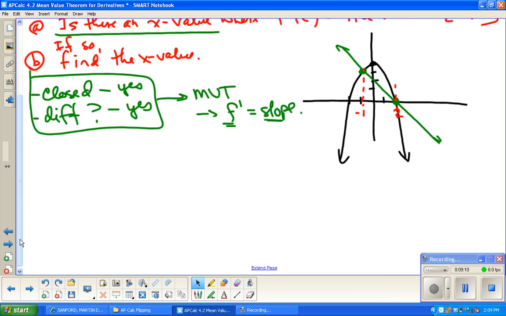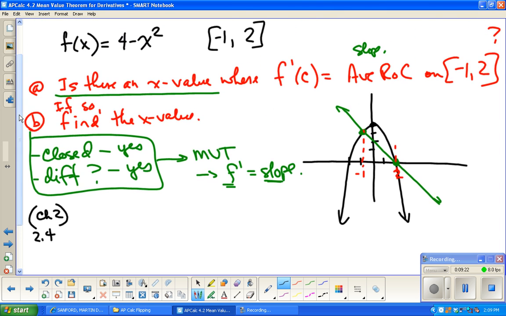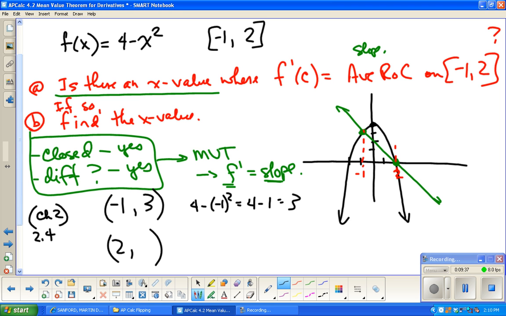Now, what's funny to me is this is now a problem that we actually did back in chapter 2, in section 2.4. If you look at the test that we did, there was a test question that was very much like this. And what we found was, first of all, we need a couple of points. Okay, so I'm going to put -1 into the equation, so it's going to be 4 minus -1 squared, so 4 minus 1, which is 3. Okay, I'm going to put 2 in, which is 4 minus 4, which is 0.